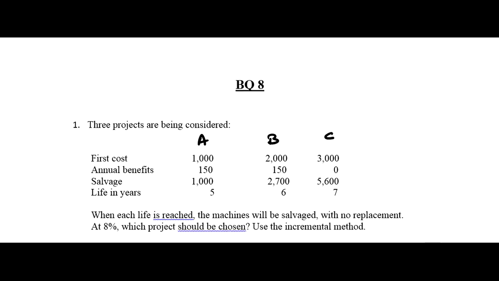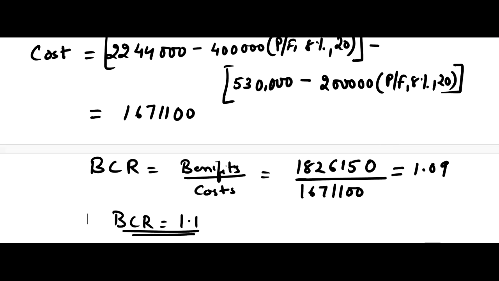Today we'll see the BQ8. Question 1. Three projects are being considered here and you have been given values of three projects. So projects are A, B and C, and they have the values as initial cost, annual benefit, salvage, life in years. So project A is having 5 years.